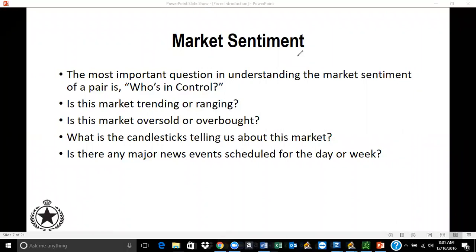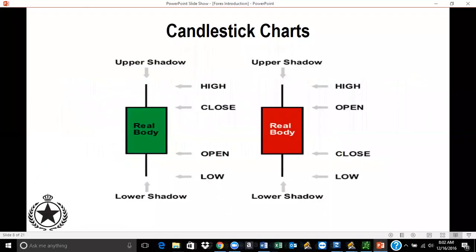And then, of course, we talked about the major news events. When we talk market sentiment, you have to know the news, what's going on in the market, and what news events are coming, because then you can kind of predict what's happening next. All right, so make sure we have a good understanding of that.